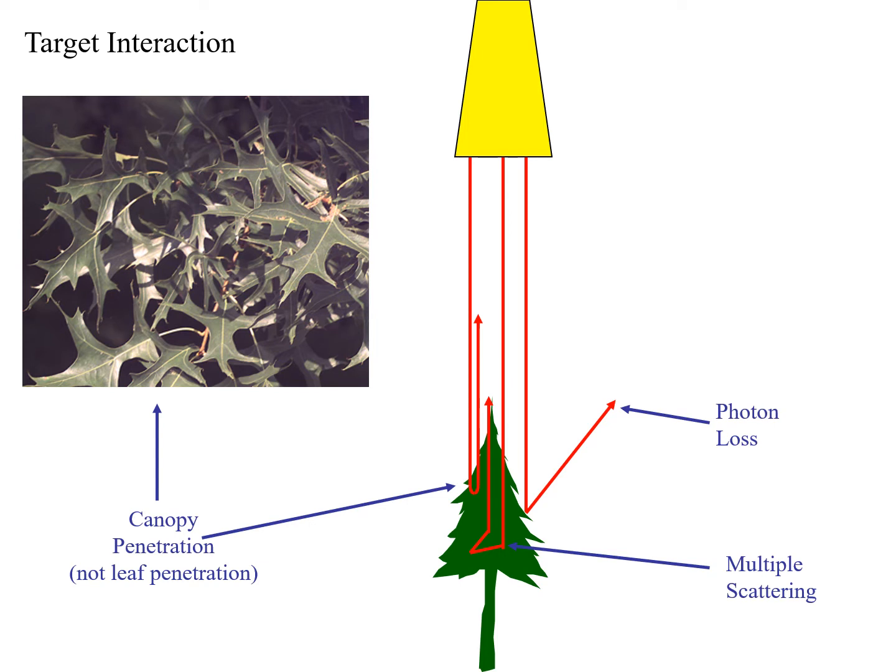And the laser emits photons, and various things can go on with the photons. They can be bounced off of the surface and returned to the sensor. So that's canopy penetration. You might have multiple scattering events inside the canopy, although those are probably pretty rare, or you can have photon loss.